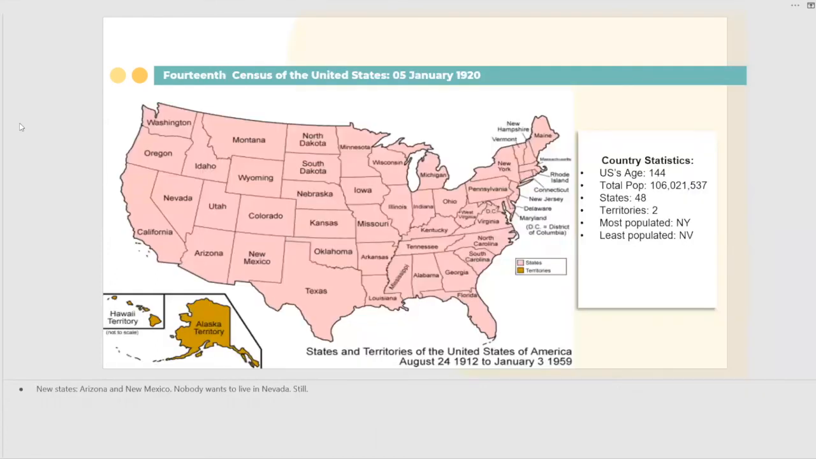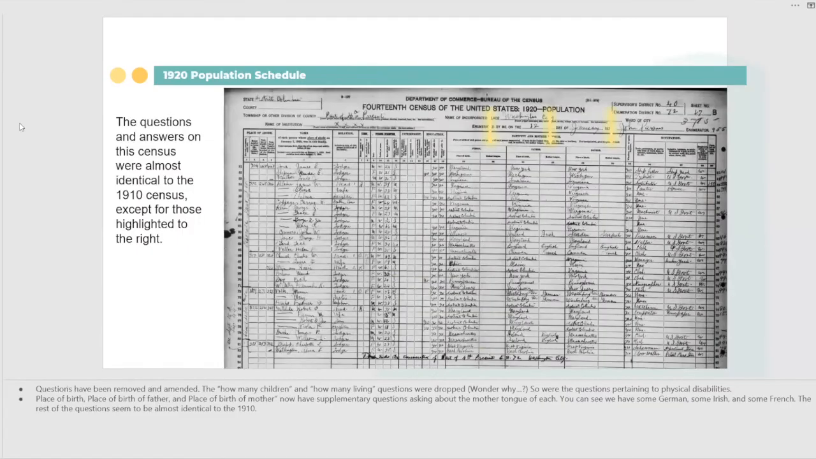Okay, so our new states for 1920, we're moving right along. Arizona and New Mexico, still nobody wants to live in Nevada. Most populated state is still New York. This is the point where the threshold for the total population crosses 100 million. It's grown a lot in the last 100 years.